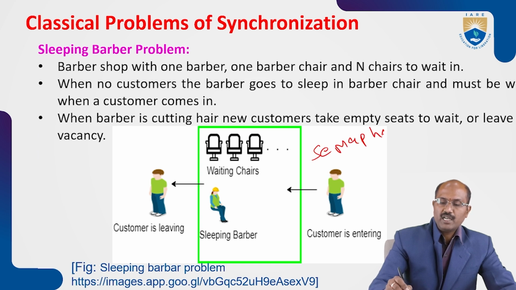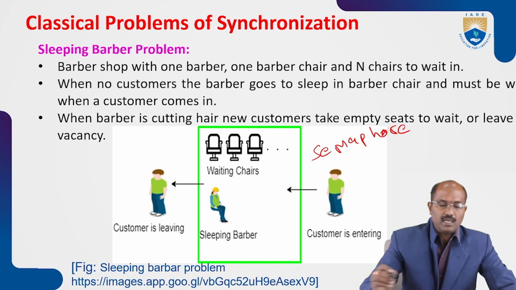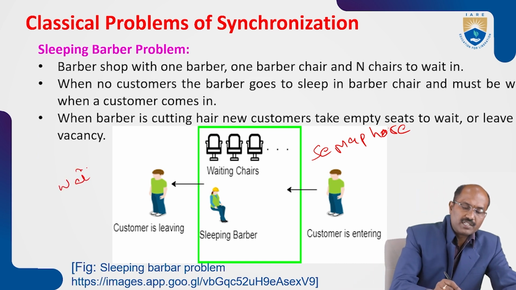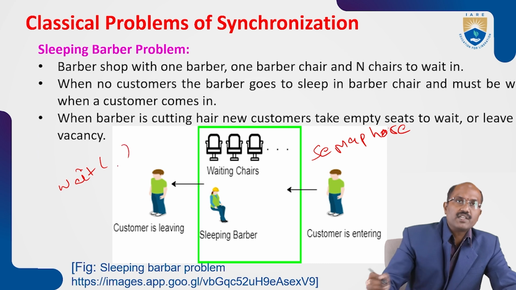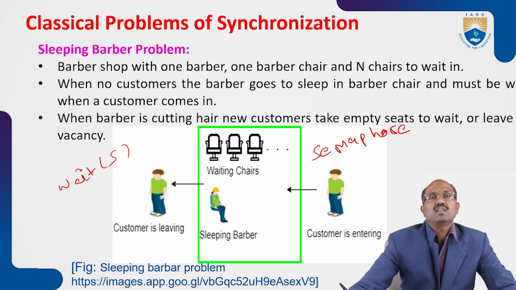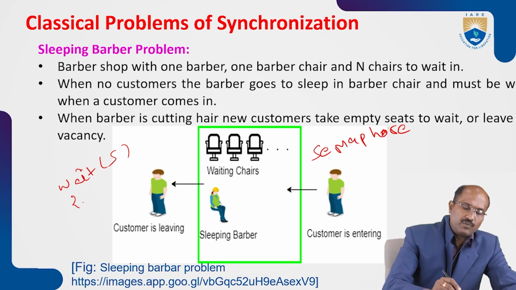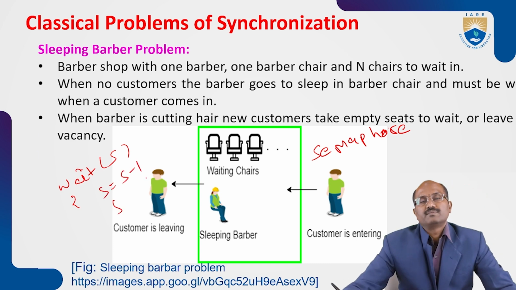A semaphore is a very important variable that allows one process into the critical section. Let me start writing the code, wait. Wait means we initialize this function with the semaphore, and the semaphore should be decremented by 1. It means the barber has to wait if no customers are there, that is, the barber sits in the chair and goes to sleep.